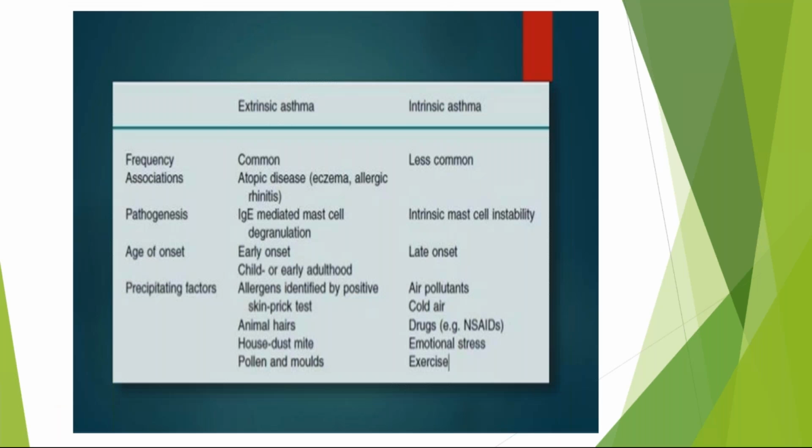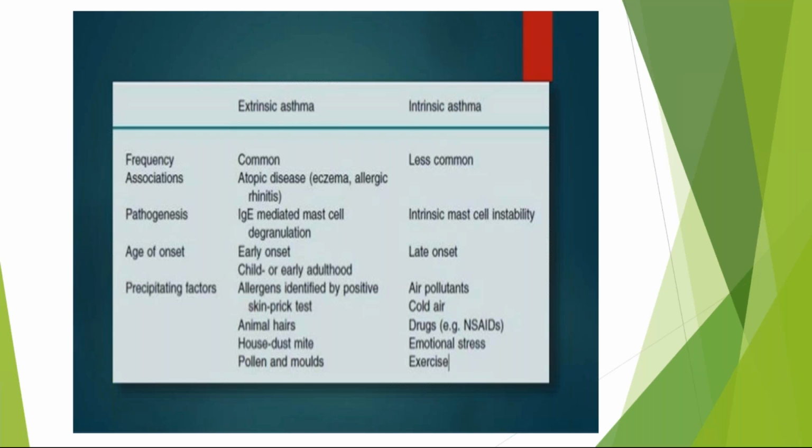And coming to the difference between extrinsic asthma and intrinsic asthma. Extrinsic asthma means there will be an identifiable cause, whereas intrinsic means there won't be any cause. Extrinsic asthma is most common, whereas intrinsic is less common. Associations are atopic disease, eczema, and allergic rhinitis. Coming to the pathogenesis, extrinsic asthma is IgE mediated mast cell degranulation, whereas intrinsic is due to intrinsic mast cell instability. Age of onset: extrinsic asthma is mostly early onset, whereas intrinsic is late onset.